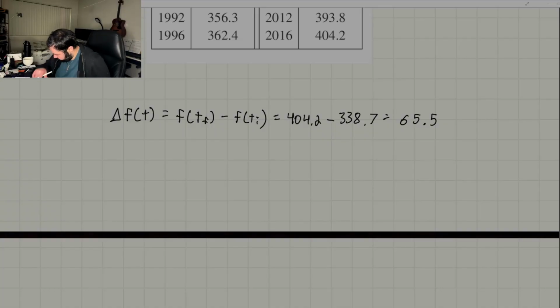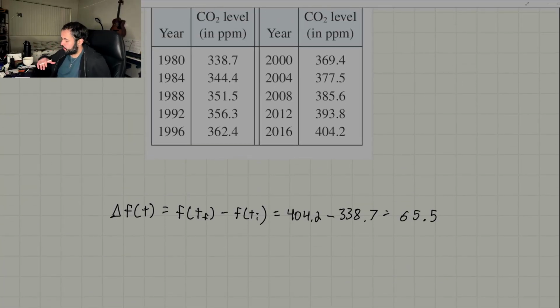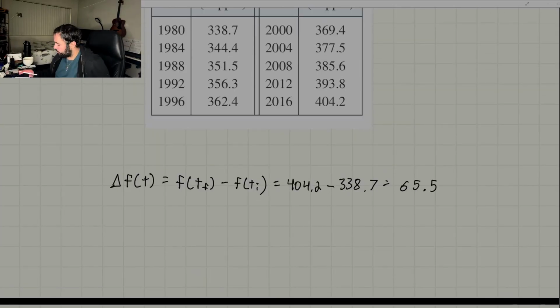So then, between our 2 points, the function increases by 65.5. So now we know how much the CO2 levels change by. We also want to know how much time elapses as that change occurs. So delta t is equal to t_f minus t_i, which is just equal to 2016 minus 1980. And that is equal to 36.